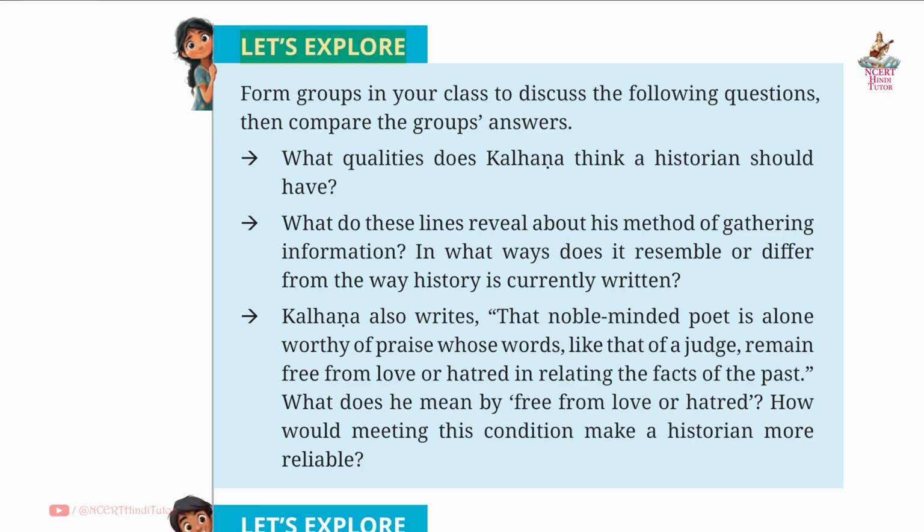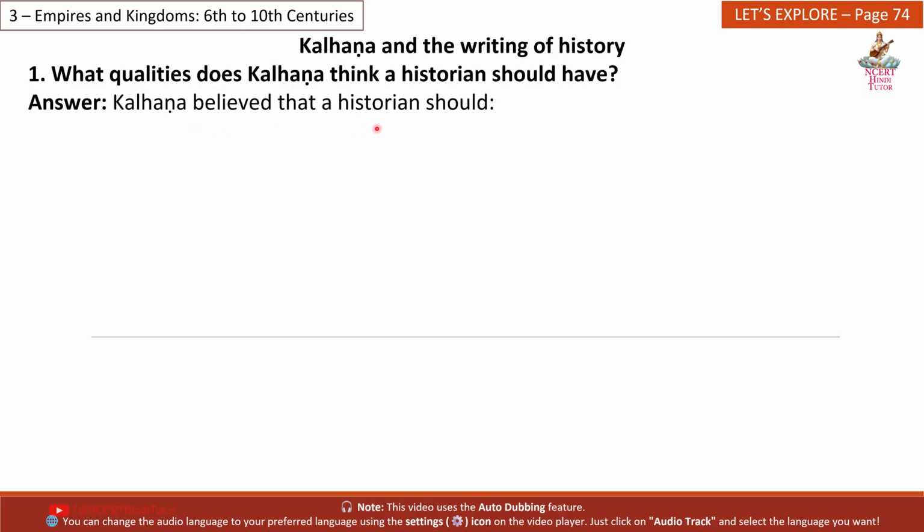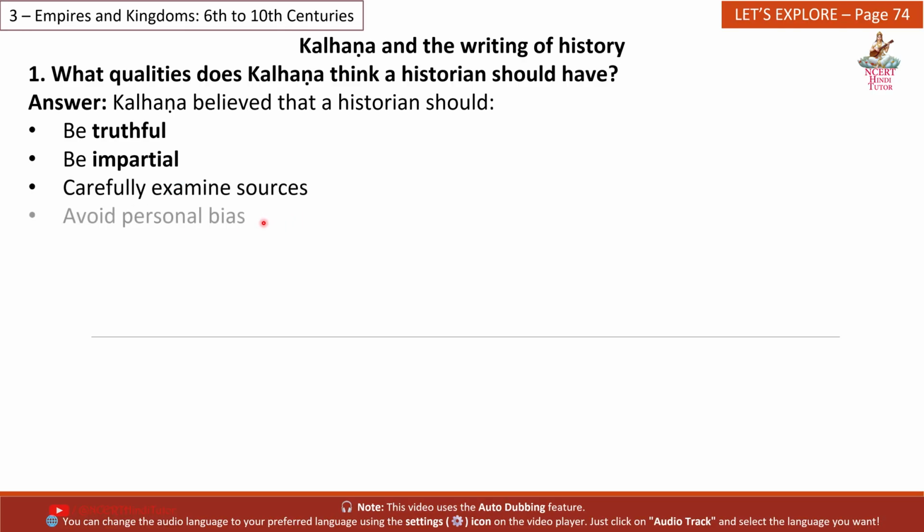Let's explore page 74. Form groups in your class to discuss the following questions, then compare the groups' answers. Question 1. What qualities does Kalhana think a historian should have? Answer. Kalhana believed that a historian should be truthful, be impartial, carefully examine sources, and avoid personal bias.